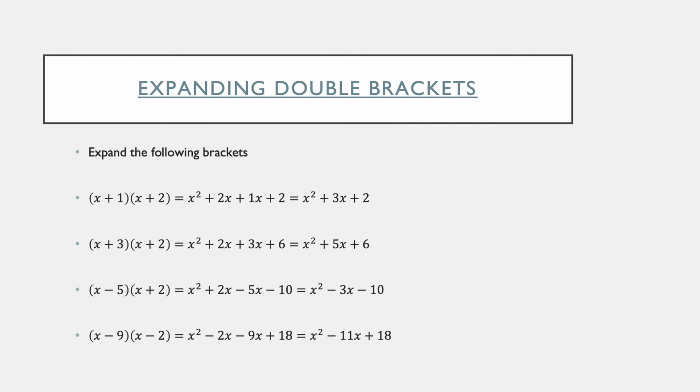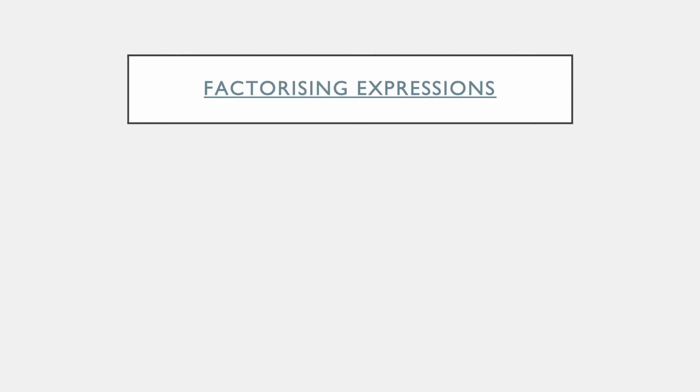Right, guys, next one, x minus 5 times x plus 2. I get x squared plus 2x minus 5x minus 10, which simplifies to x squared minus 3x minus 10. And then lastly, x minus 9 times x minus 2 is x squared minus 2x minus 9x plus 18, because minus times a minus is a positive. So my final answer is x squared minus 11x plus 18.